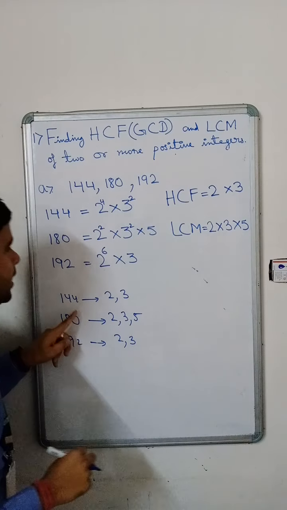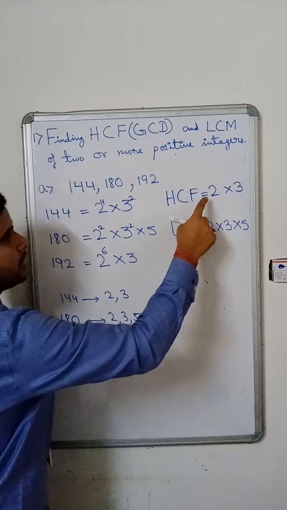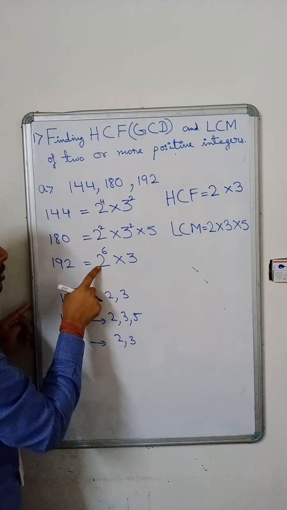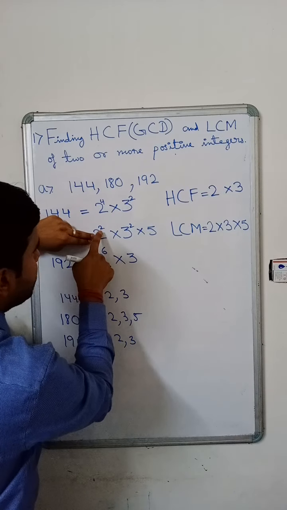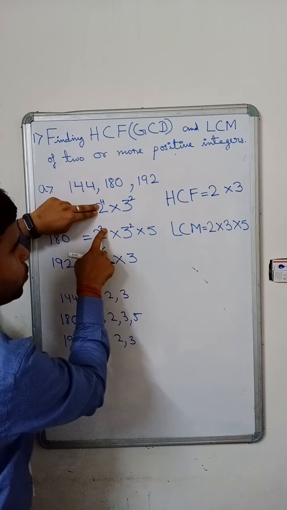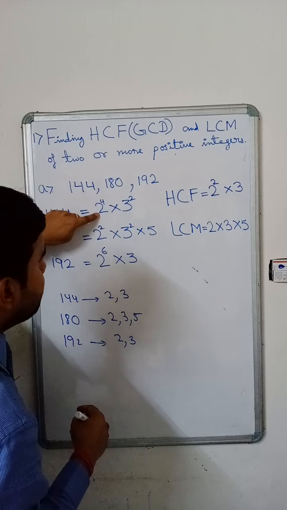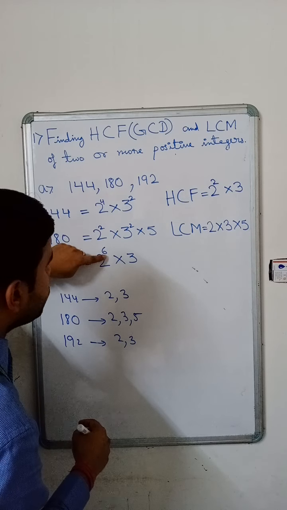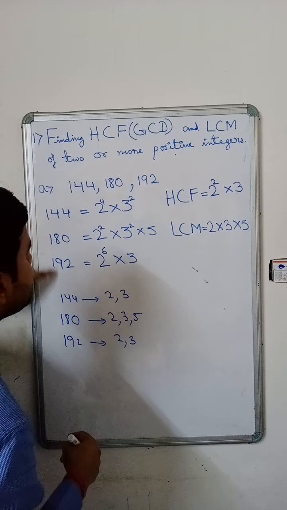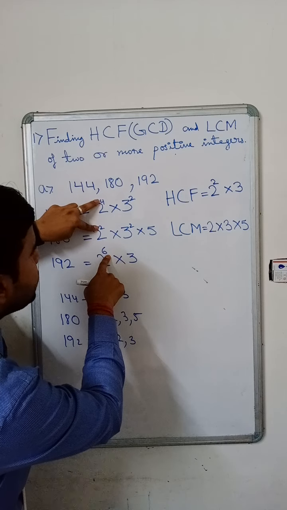Now, in order to find the HCF of these three numbers, which is the least power of 2 in all three cases? If you compare the exponents 2, 4 and 6, which is the least exponent in the power of 2? Which is the least number out of 2, 4 and 6?